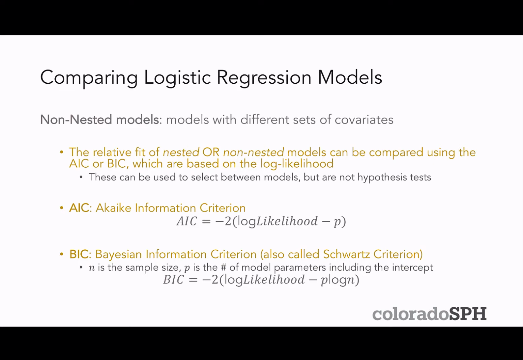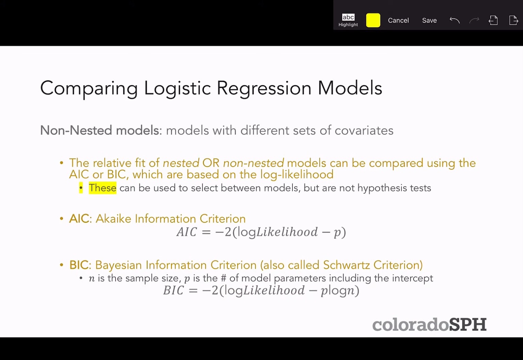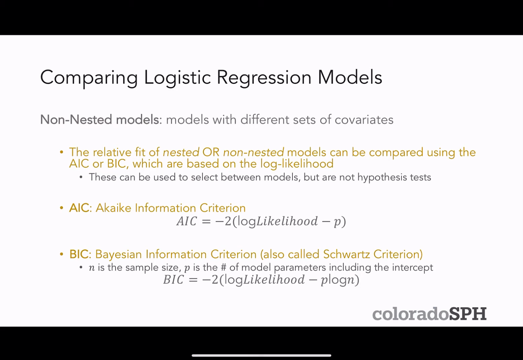However, in some cases, you might want to be able to compare models that are not nested. These are models that might have different sets of covariates altogether. And the relative fit of models that are either nested or non-nested can be compared using information criterion, such as the AIC or the BIC, which are both based on the log likelihood. And these can be used to select models, but they are not actually hypothesis tests.